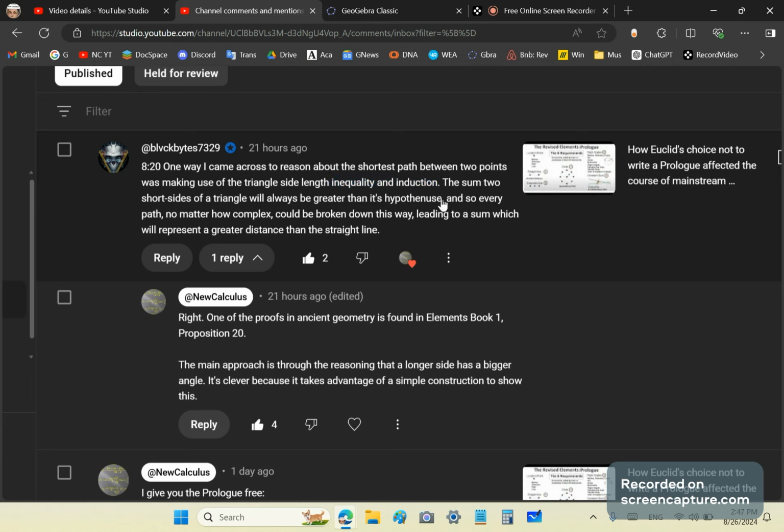"I think it means not its hypotenuse. And so every path could be broken down this way, leading to a sum which will represent a greater distance than the straight line." And I responded, yes, but one of the proofs is found in Proposition 20 of Book 1, and its main approach is through the reasoning that a longer side has a bigger angle. So this very simple idea that a longer side has a bigger angle is the clever way of showing the so-called triangle inequality, okay? And I'll show you how it's done in a moment.